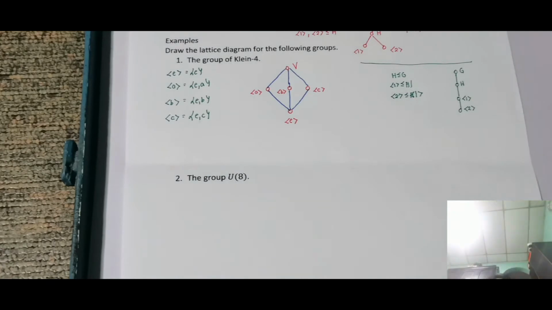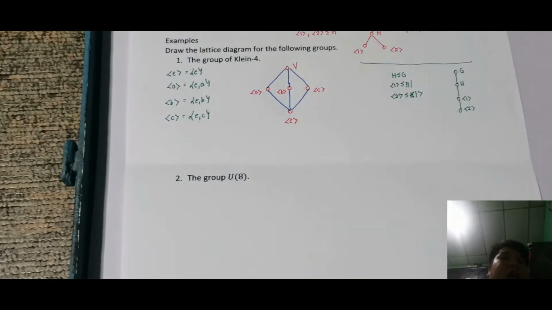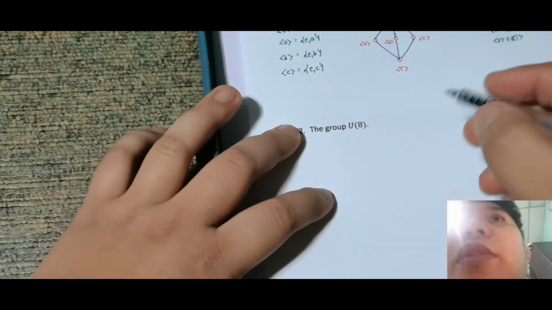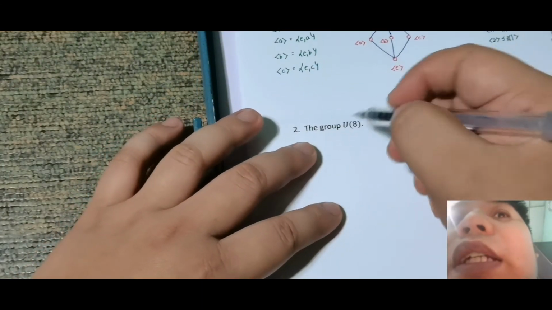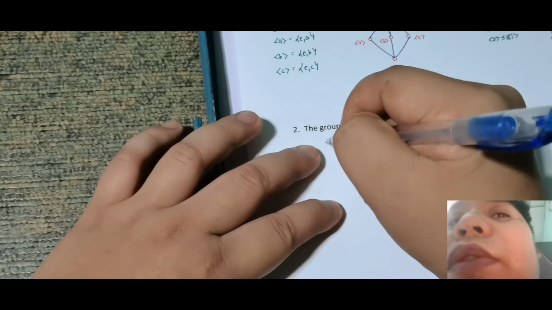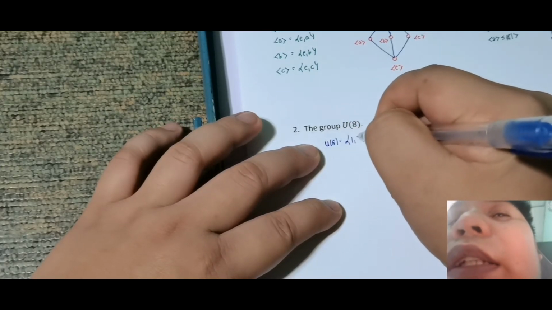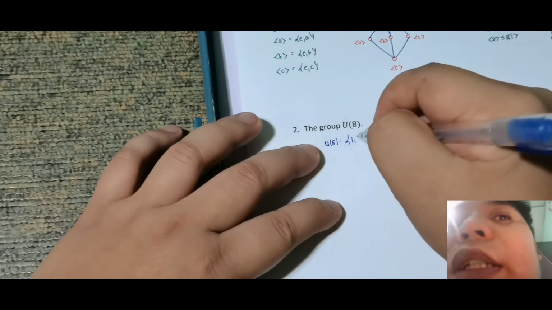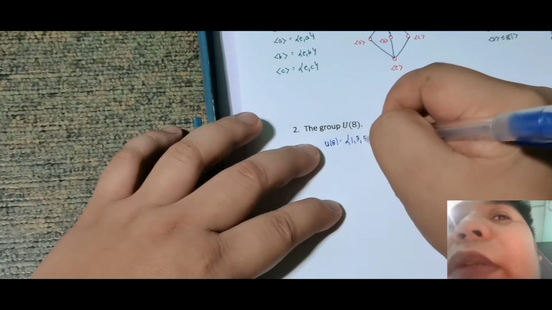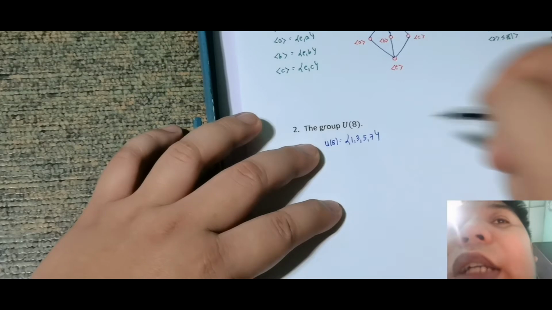So, alalahanin nyo, paano natin kinukuha yung element na U sub 8? Yung mga relatively prime kay U sub 8. So, sino yung mga yon? So, check ko lang, no? U sub 8 is equal to the set containing 1. Si 2, hindi. Si 3, yes. Si 4, hindi. Si 5, yes. And si 7, yes. Okay, so 4 lang sila.